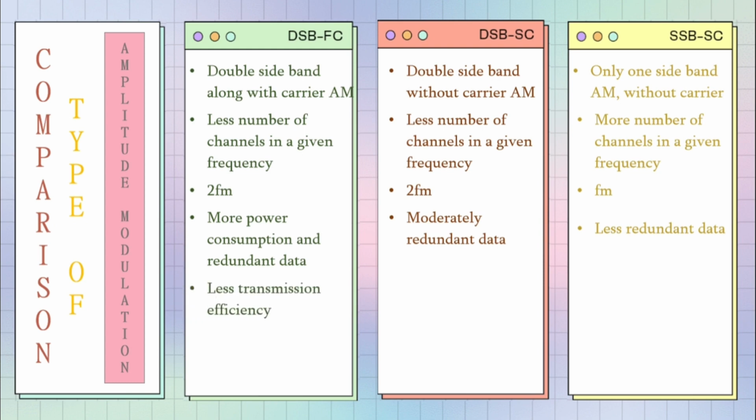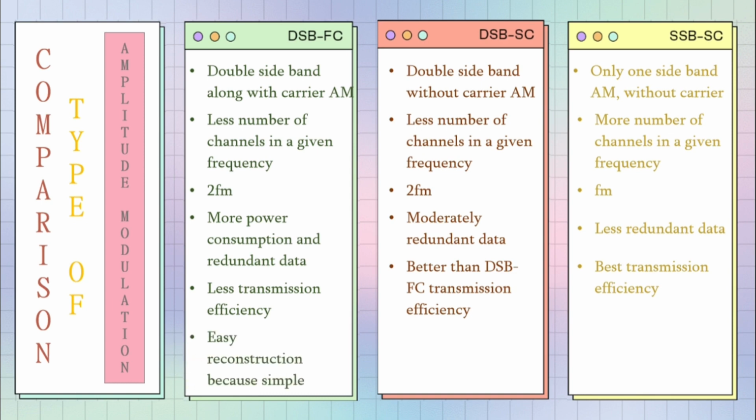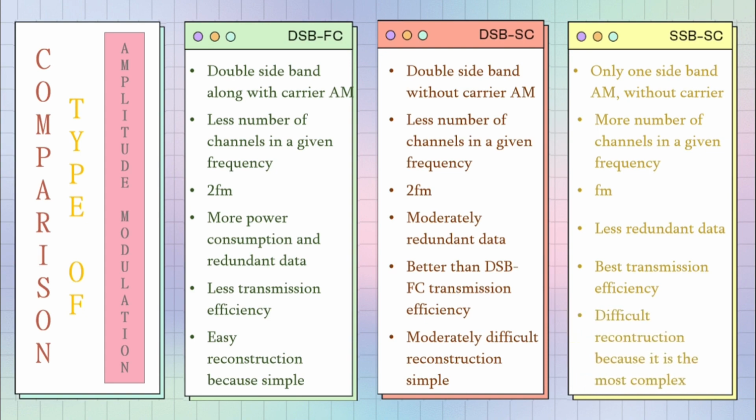For the power transmission efficiency, DSBFC is less and DSBSC is better than DSBFC, while SSBSC has the best transmission efficiency. Next, DSBFC has easy reconstruction because it is simple, while DSBSC has moderately difficult reconstruction and it is less simple than DSBFC. While for SSBSC, it is a difficult reconstruction because it is the most complex.